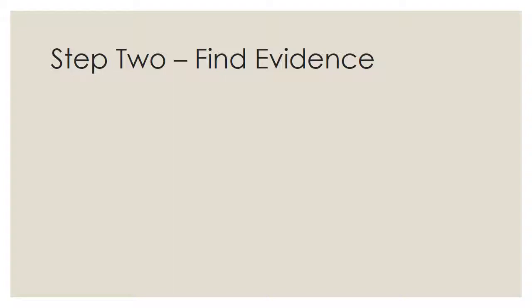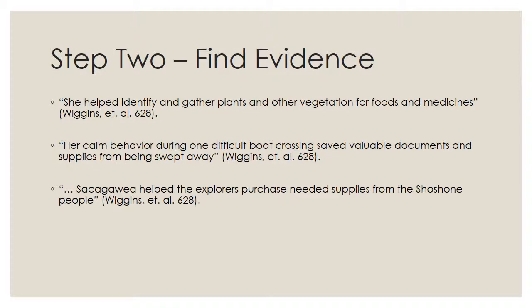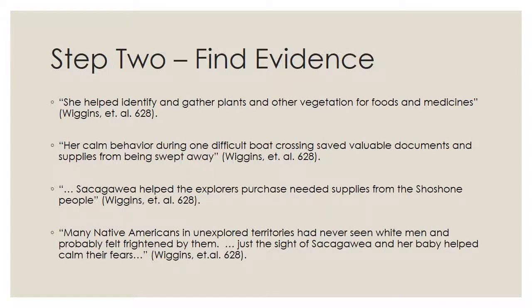In each of the 4 main body paragraphs, there's at least 1 to 2 details that support that Sacagawea was helpful and important to the expedition. Here are 4 different quotes from the book that show she was helpful. As you notice, if I'm quoting directly from the book or writing word for word what it says in the book, what do I need? I need quotations. You also need to cite who the author is as well as the page number.